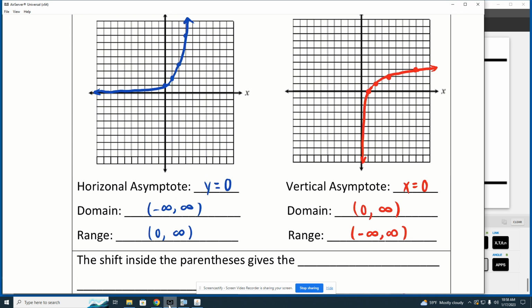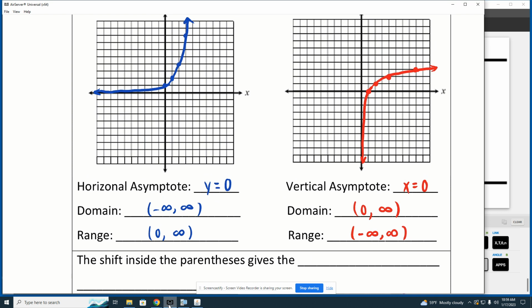The domain and range are inverted, right? What was the domain for exponential is now the range for a logarithm. What was the range is now the domain. You think that's a coincidence? No, of course not, okay? That whole connection we've been talking about continues on.